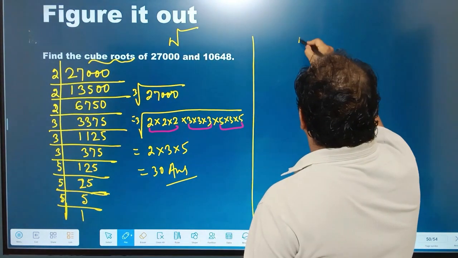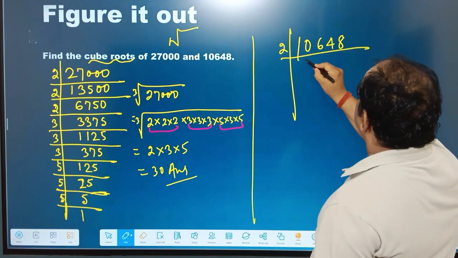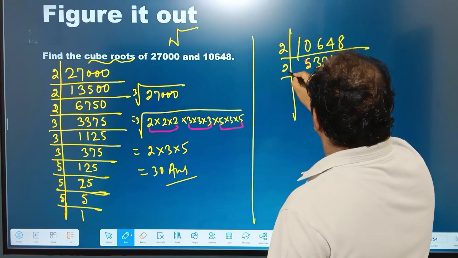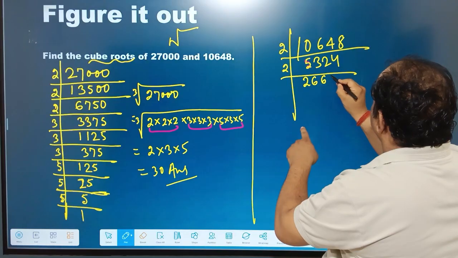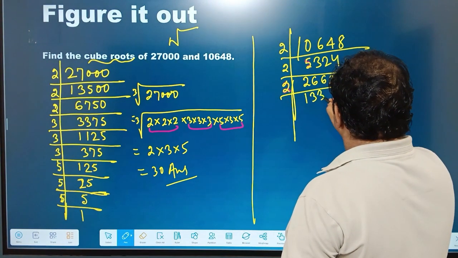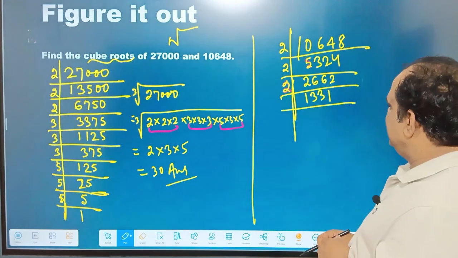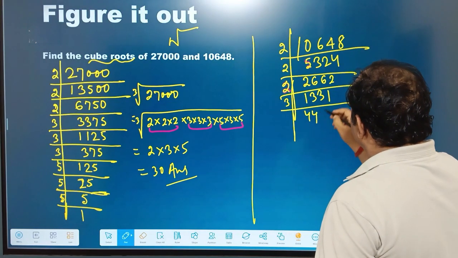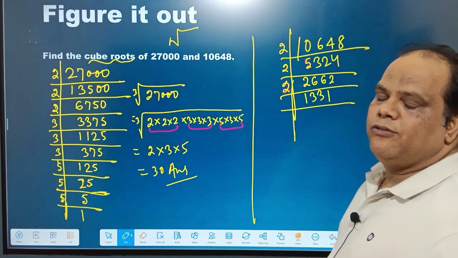Now second, 10648. Let's find out for this. 2 5s are 10, 2 3s are 6, 2 2s are 4, 2 4s are 8. Again 2 2s are 4, 2 6s are 12, 2 6s are 12, 2 2s are 4. Again 2, 2 1s are 2, 2 3s are 6, 2 3s are 6, 2 1s are 2. If you go, it will not divide by 2. Will it go by 3? 3 4s are 12, balance 1, 3 4s are 12, 11. No, it will not go, right? It will not go by 3, then 4, it will not go.